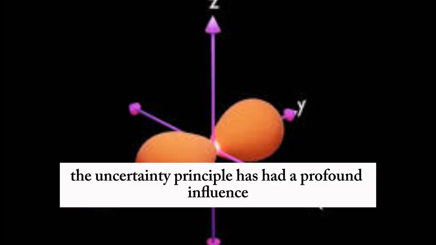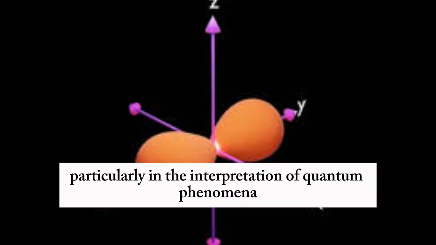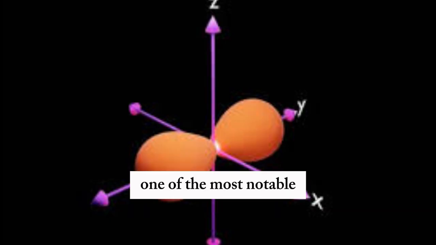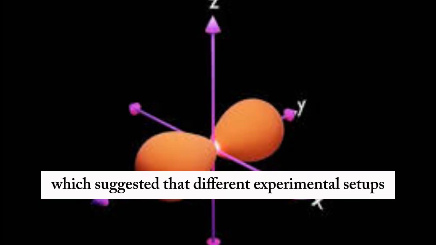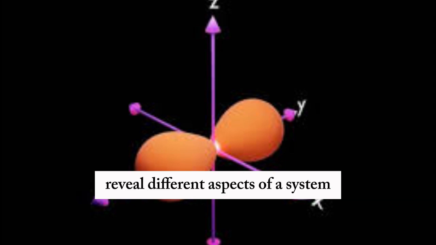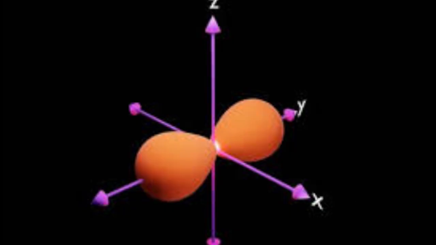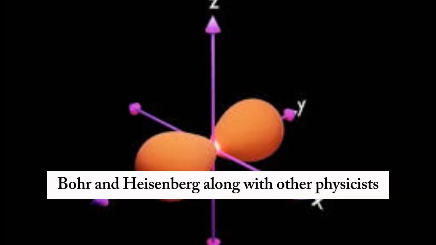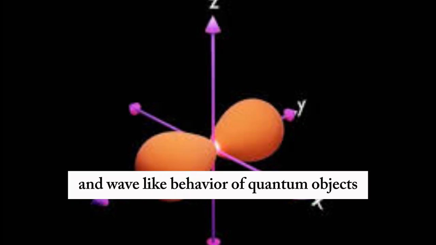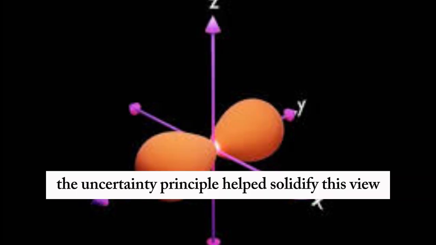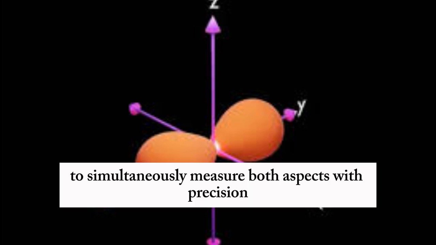The uncertainty principle has had a profound influence on the development of quantum mechanics, particularly in the interpretation of quantum phenomena. One of the most notable contributions to this understanding came from Niels Bohr and his complementarity principle, which suggested that different experimental setups reveal different aspects of a system, and both aspects are necessary to understand the full picture of reality. Bohr and Heisenberg, along with other physicists, developed a new interpretation of quantum mechanics in which the particle-like and wave-like behavior of quantum objects were understood to be complementary.